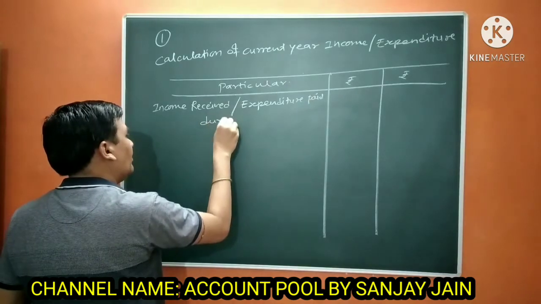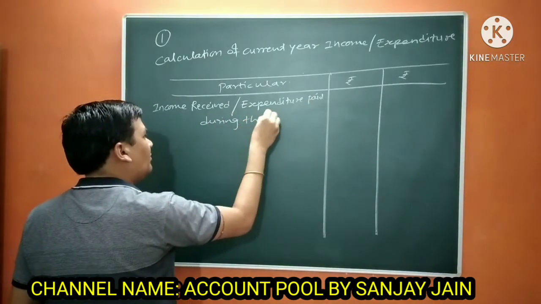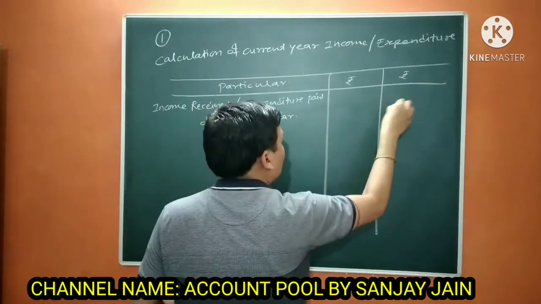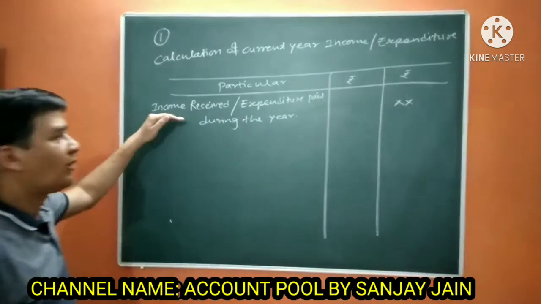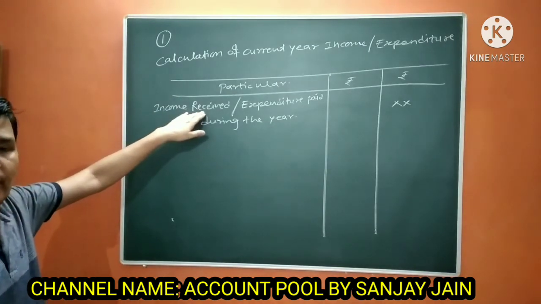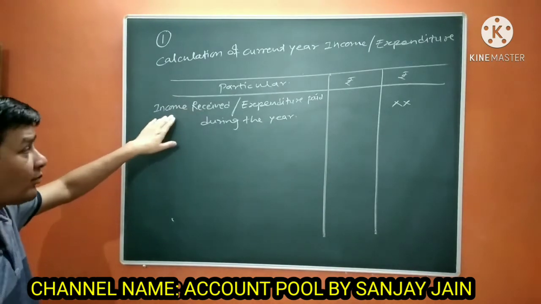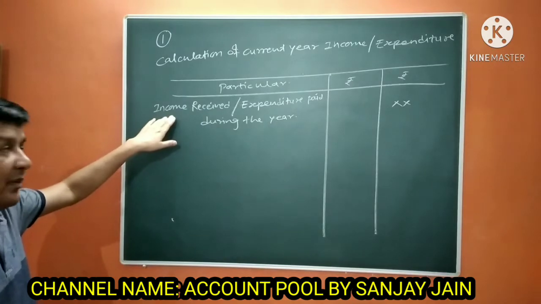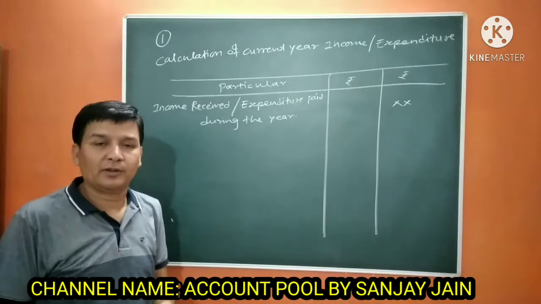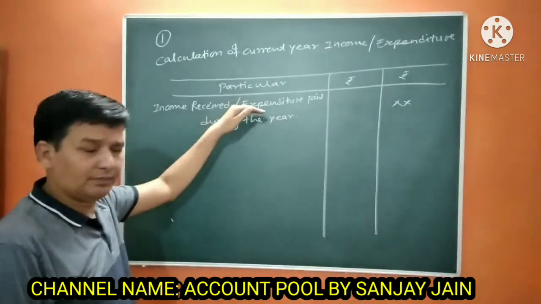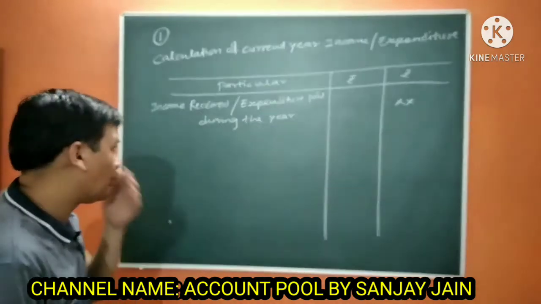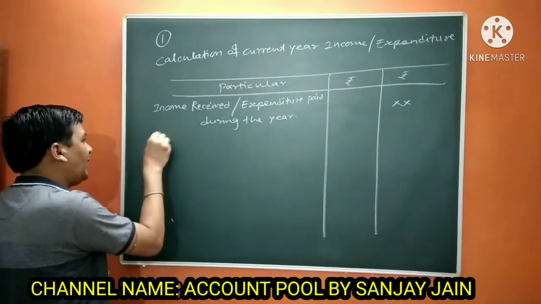During the year. This you are going to receive from income and expenditure. You should remember from where you are going to receive this amount. Income received you are going to receive from receipt side of receipt and payment account. Whereas expenditure paid you will find out these things from the payment side of receipt and payment account.